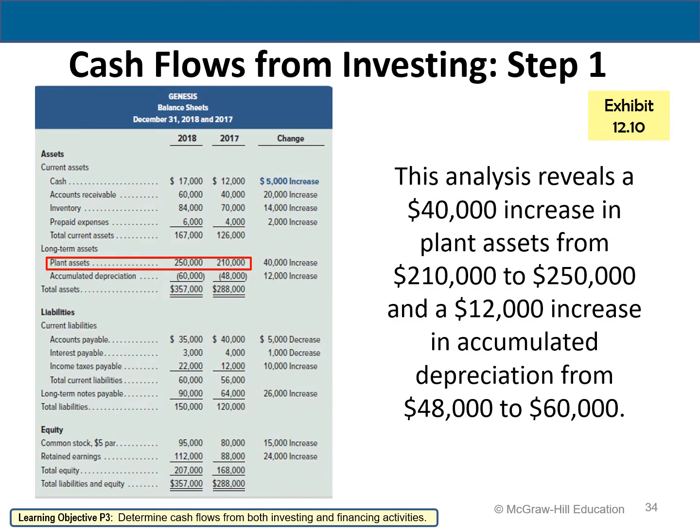Okay, so information about Genesis transactions provided earlier reveals that the company both purchased and sold plant assets during the period. So both of the transactions are investing activities and are analyzed for their cash flow effects in this section. So step 1 in analyzing the plant asset account and its related depreciation account is to identify the changes, right? So plant assets increased by 40,000, 250 minus 210. And accumulated depreciation increased by 12, 48,000 minus 60,000.